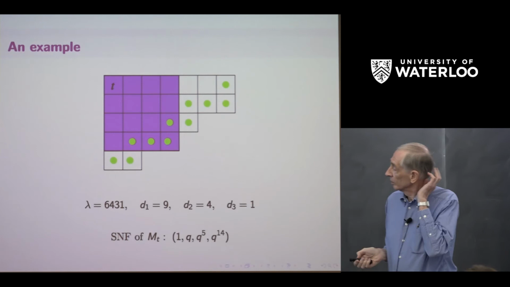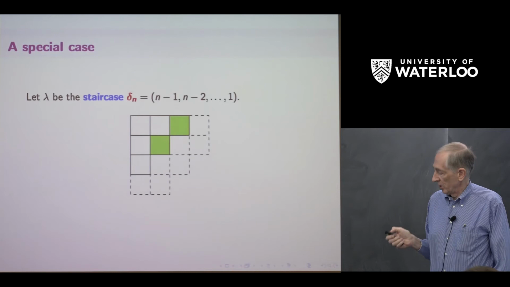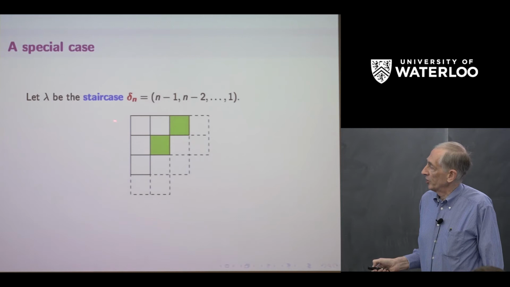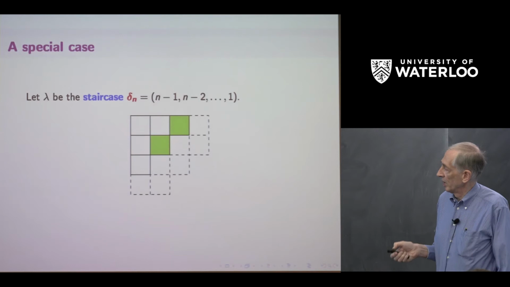An interesting special case is the staircase partition. That is the partition with parts n minus 1, n minus 2, down to 1. So here's an example where n is 4. So the partition is 3, 2, 1, and the dotted lines are the extended part. Here is a partition mu, 2, 1, 1, that is contained in the staircase, and the green squares are the leftover squares.